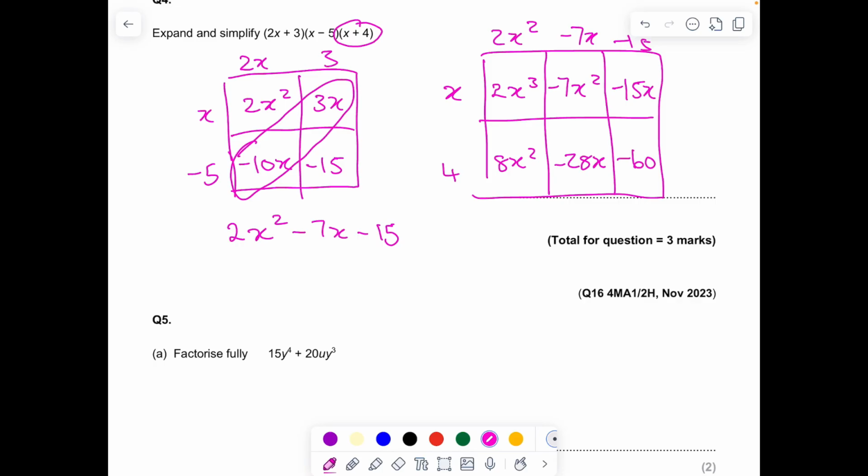I gather like terms again. So let's have a look. I've got 8x squared minus 7x squared. So my final answer is 2x cubed plus 1x squared. Then I put together my minus 28x and minus 15x, which gives me minus 43x. And then I've got the minus 60. So that's my final answer.